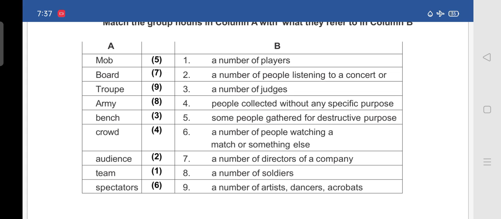Team. A number of players. Team means a number of players. For team you have to write 1. Spectators. A number of people watching a match or something else. So for spectators you have to write 6. Again I'll tell you the order. Mob 5, board 7, troupe 9, army 8, bench 3, crowd 4, audience 2, team 1, spectators 6.